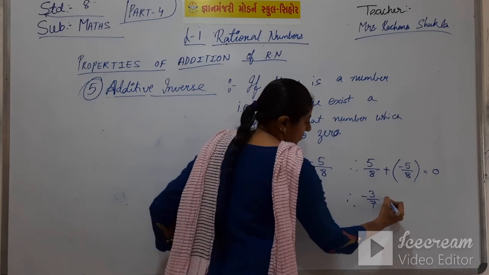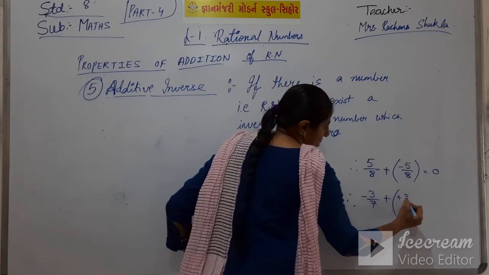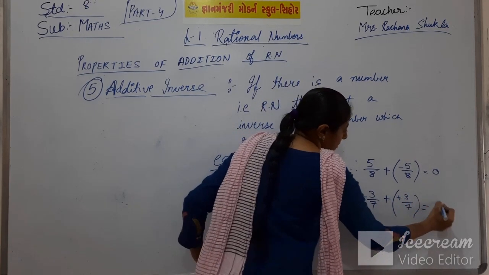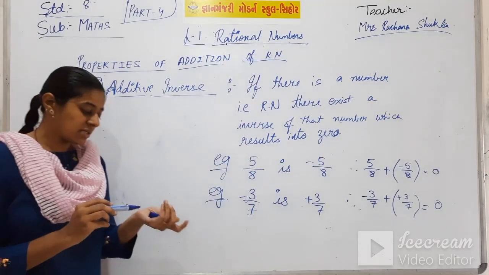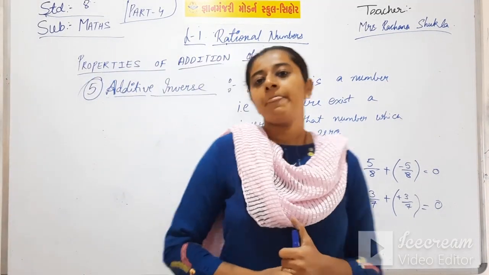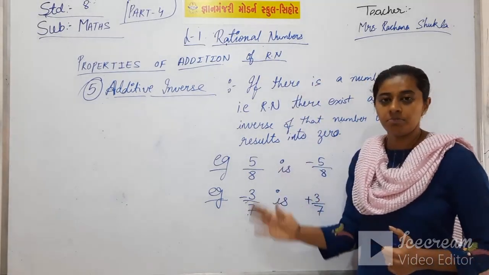Minus 3 upon 7 plus 3 upon 7 will result in 0. This is the additive inverse property of rational numbers.